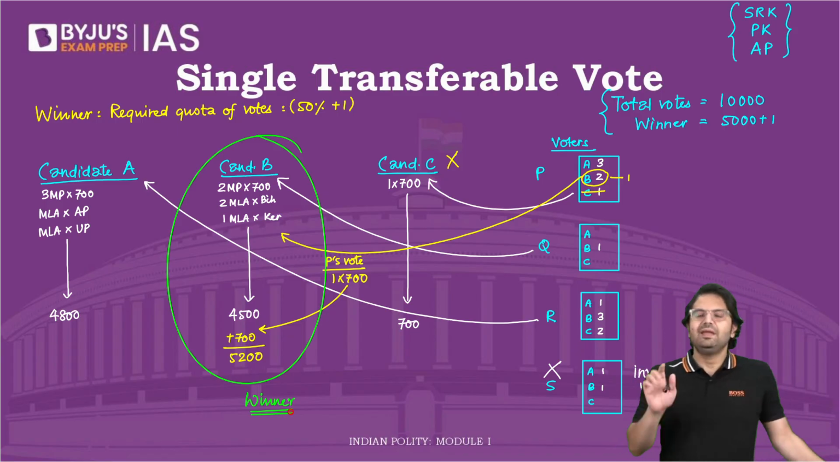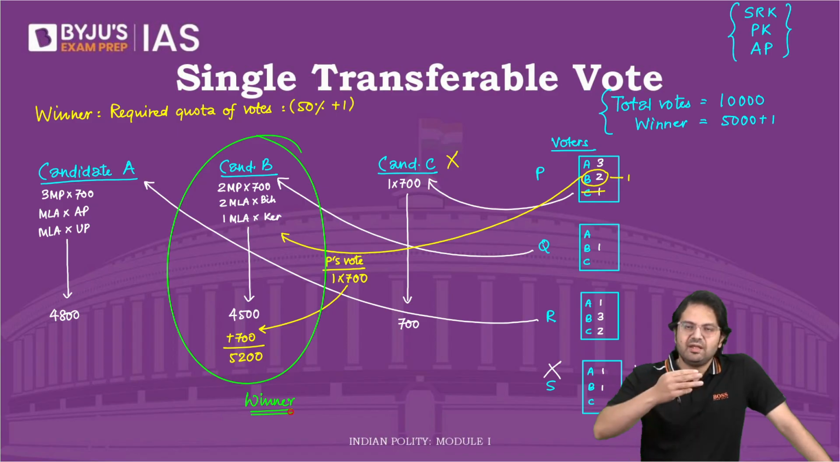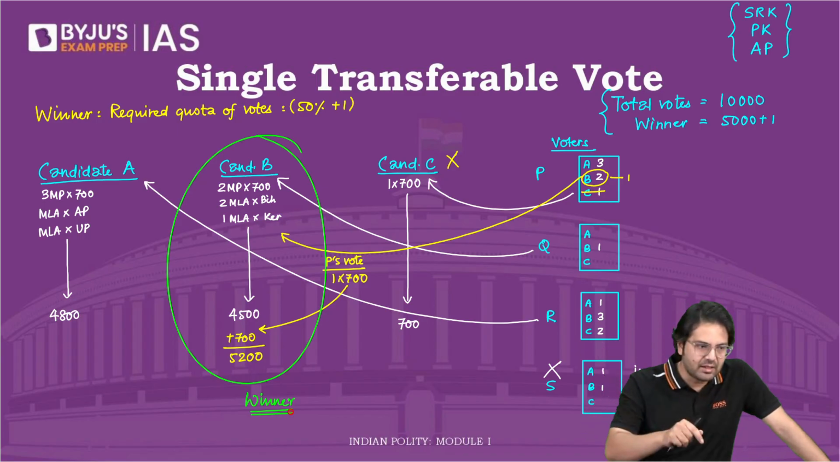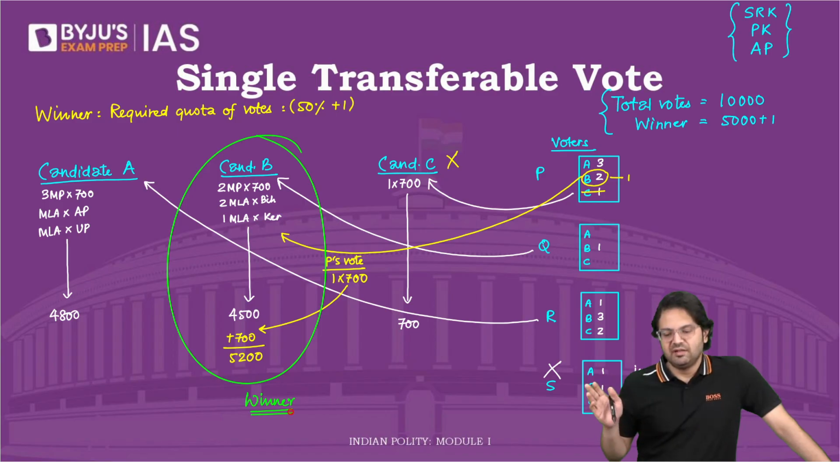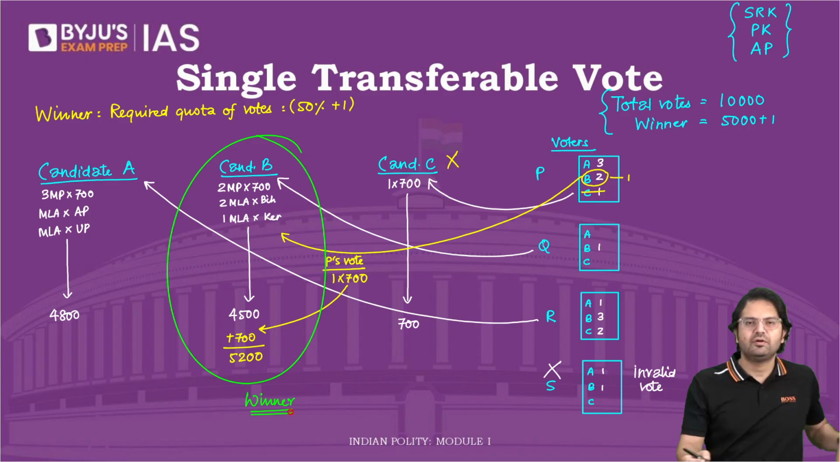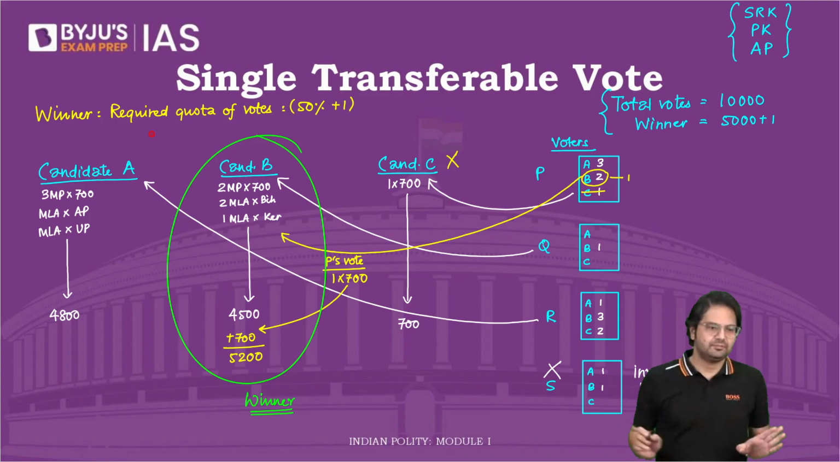So what is STV? In case after first round of voting, nobody is declared a winner, then the person getting least first preference, least votes, is eliminated and his votes are allocated to the next preference or choice and votes are counted again. And that's it. This process is repeated till we get somebody who has the required quota of votes. Single transferable vote. That's it.